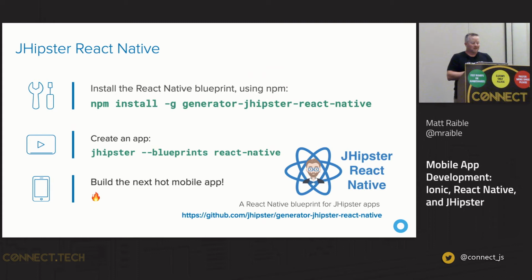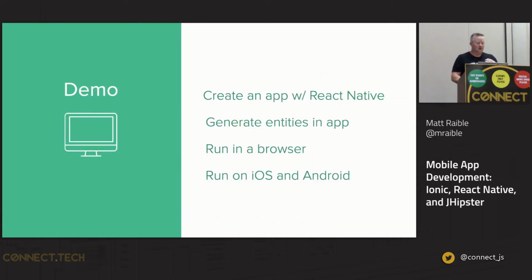So John and I both have moved the Ionic and the React Native modules to the JHipster project. Before, Ionic was on Octadev's GitHub, and it was on his personal one. So we just did that in the last week in hopes of getting more contributors. We still plan on maintaining them a lot, but getting more people to help. And so this is very similar. We'll create an app with React Native. We'll generate entities, run it in a browser, run it on iOS.